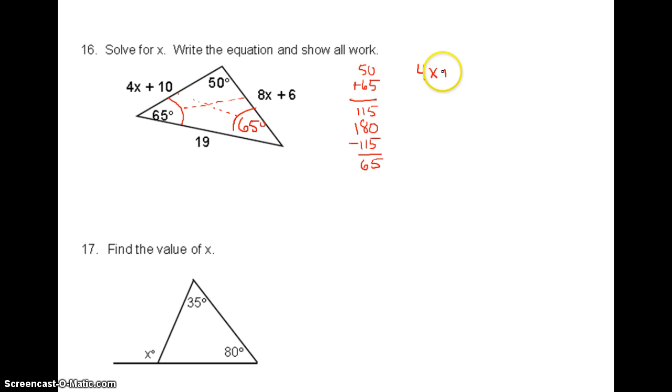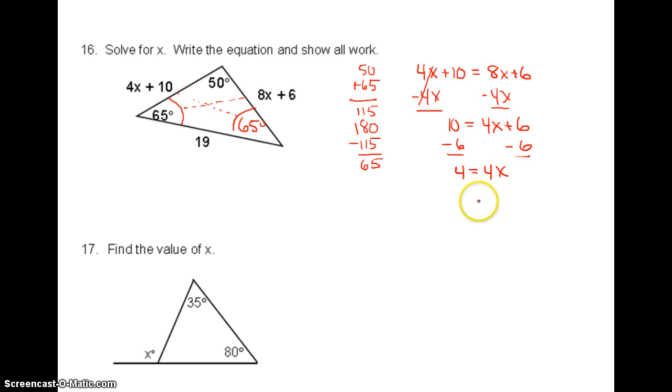4x plus 10 equals 8x plus 6. Solve for x. I think you all know this by now. 10 equals 4x plus 6. Subtract 6 from both sides. 4 equals 4x. Divide both sides by 4, x equals 1. Is that what I had to find? Yes, it is. Answer is x equals 1 or 1 equals x. Works either way.